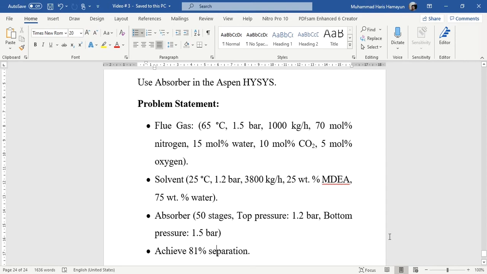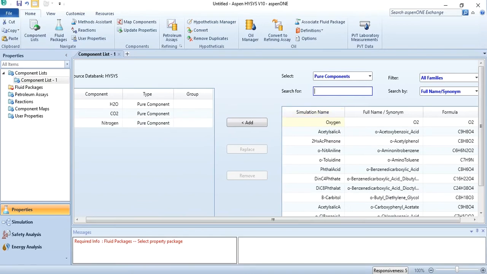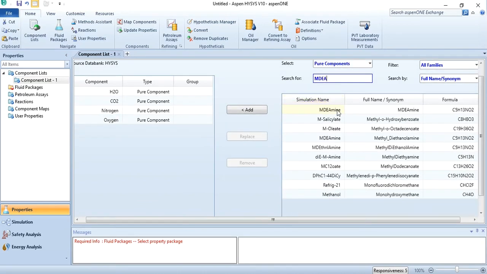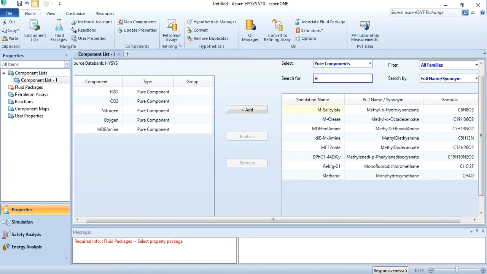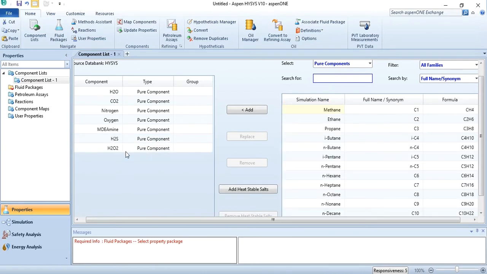So let's quickly go to Aspen HYSYS and add these components: water, CO2, nitrogen, oxygen, MDEA (methyldiethanolamine, C5H13NO2), and also H2S and H2O2. These two components we are adding now. Why I have added these two extra components, I will let you know in the property package.